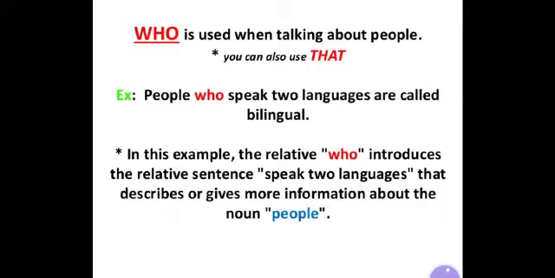And now let's see the rules. When do we use who and how do we use who? Okay. Who is used when talking about people. We can use that instead of who, of course. We use who only for people. Example: people who speak two languages are called bilingual. In this example, the relative pronoun who introduces the relative clause. Speak two languages describes or gives more information about the noun people.